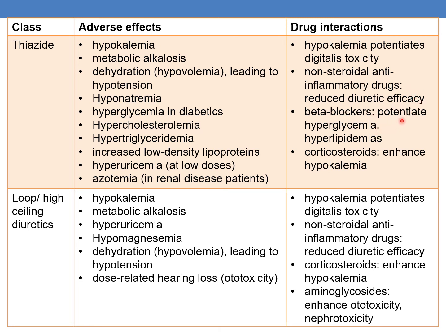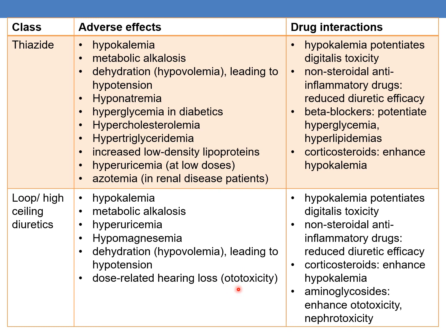Beta blockers potentiate hyperglycemia and hyperlipidemia. Corticosteroids enhance the hypokalemia. Coming to the adverse effects of loop or high ceiling diuretics, they are hypokalemia and metabolic acidosis, hyperuricemia, hypomagnesemia, dehydration leading to hypotension, and dose-related hearing loss, ototoxicity.